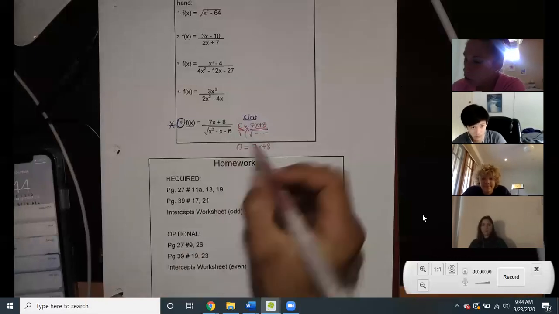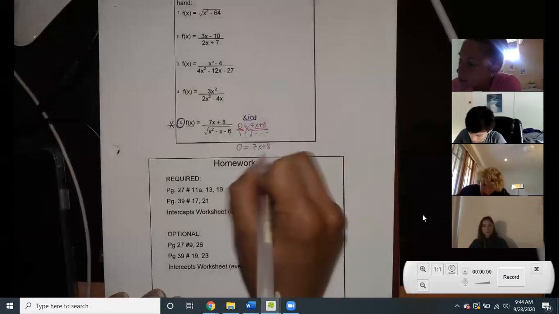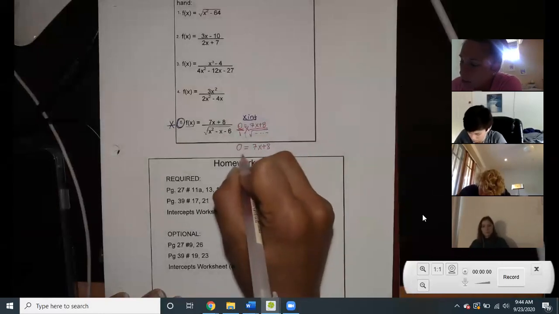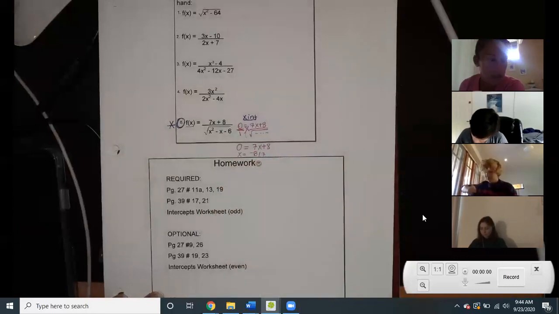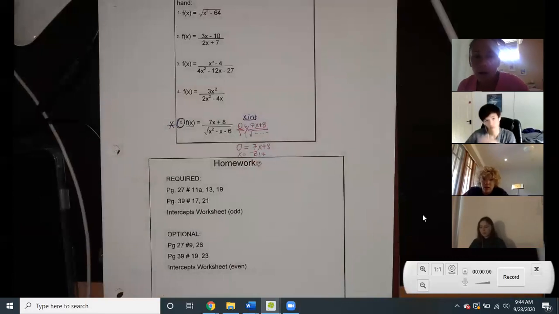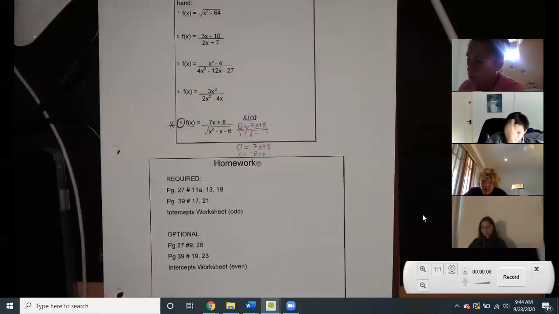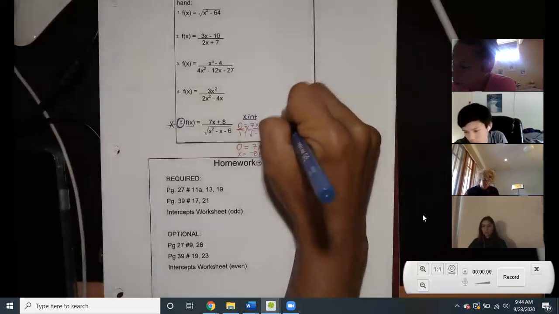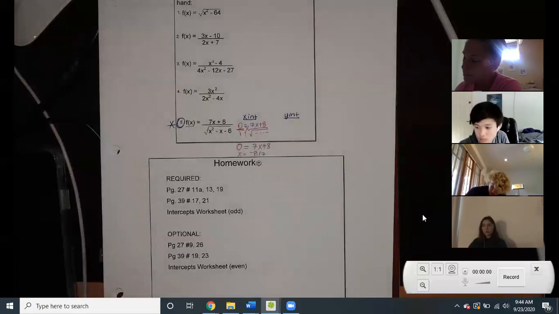So let's go solve this. I would subtract 8, divide by 7. So it looks like x is going to equal negative 8 over 7. Does that make sense? Now I'm going to pause right there and go to the y-intercept real quick, and then we're going to go back and look at that.